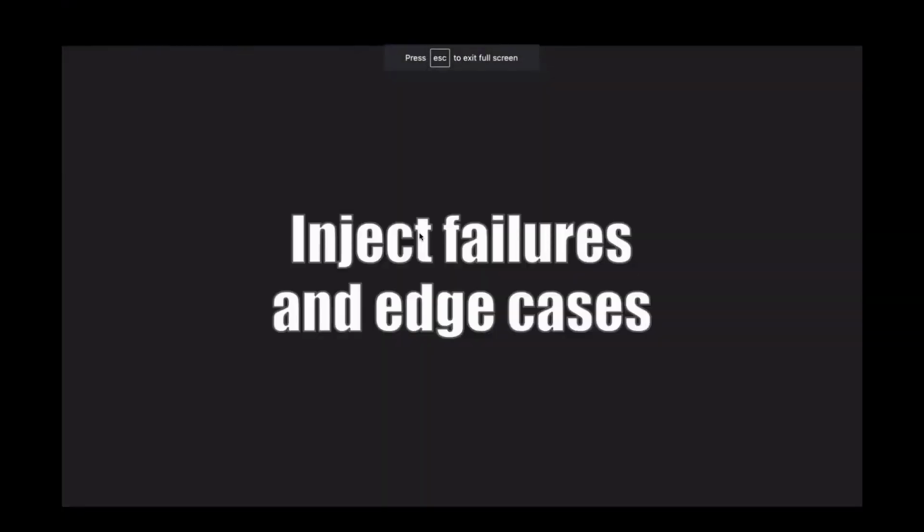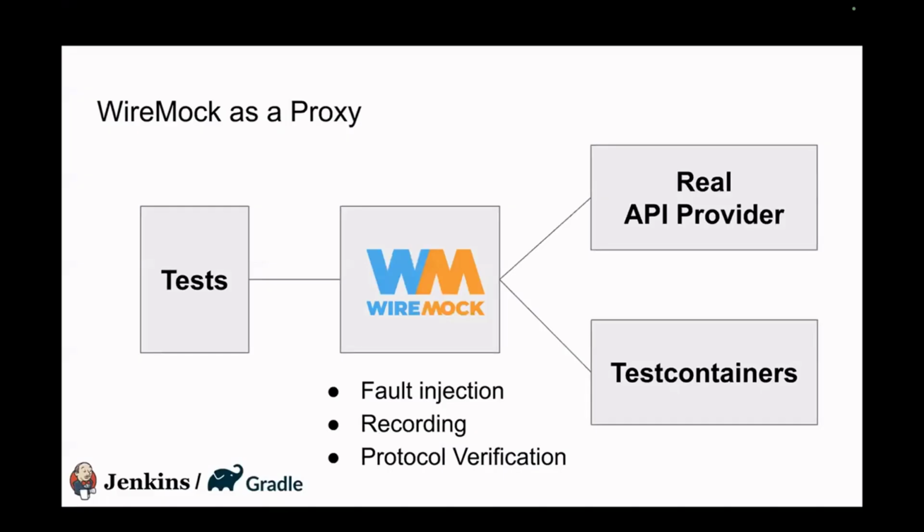Okay, so a few other items that I wanted to mention before things go completely sideways. So yeah, we can inject failures and edge cases. So here, for example, we can use WireMock as a proxy to improve the test coverage even more. For example, if you want to trigger an error on your test client, then you can inject tests that can be really produced by real API provider or by test containers. You can record the behavior and use these records for additional asserts or guide the behavior.